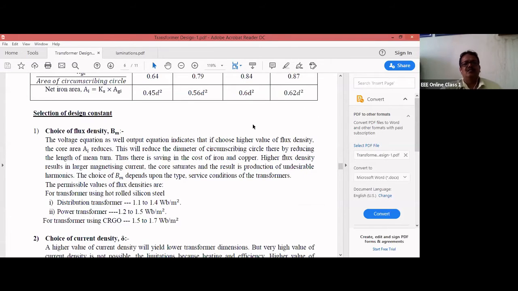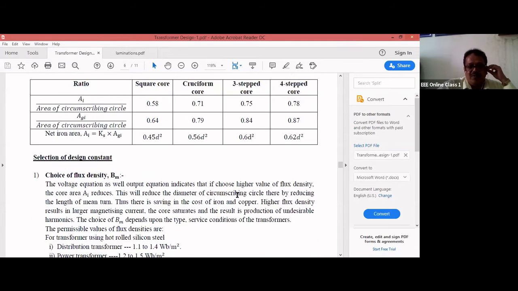Let's go through some of the theory aspects, like what should be the flux density, what should be the current density, what should be the window portion, what should be the area of the window portion. All those things we will discuss. Now let us see the selection of the design constants. In that, first we take the choice of flux density.